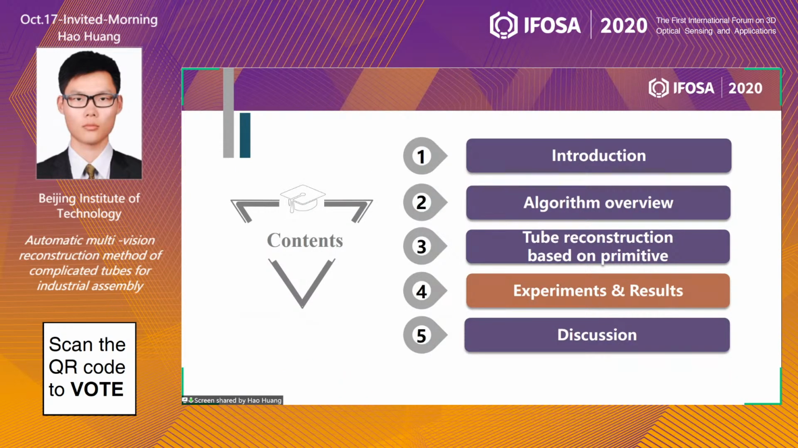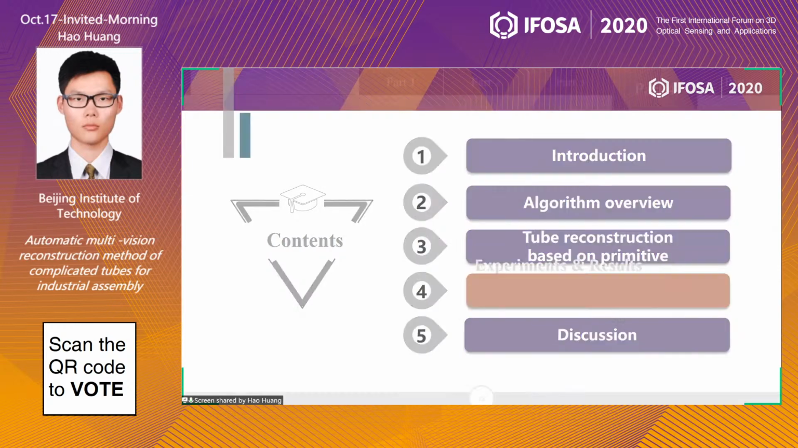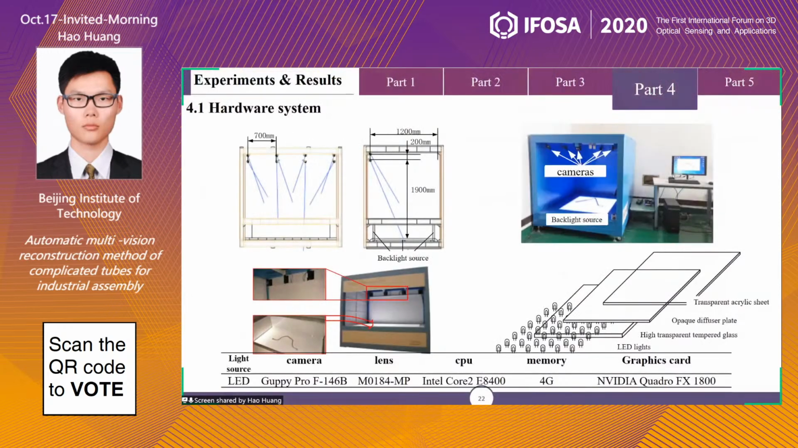Next, we'll verify the precision and reliability of the proposed algorithm by experiments. The hardware is composed of a backlight source, cameras, and a computer. This platform uses 16 cameras in total, arranged as shown in this picture. The model reconstructed by the CMM was taken as the standard model of a tube, and the precision of the CMM was 0.003 mm.